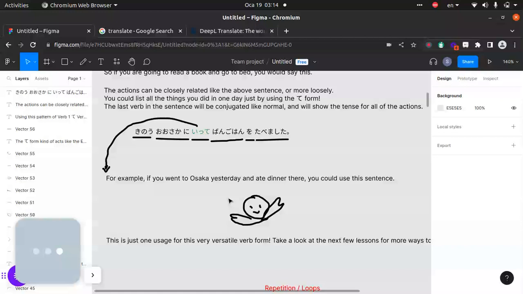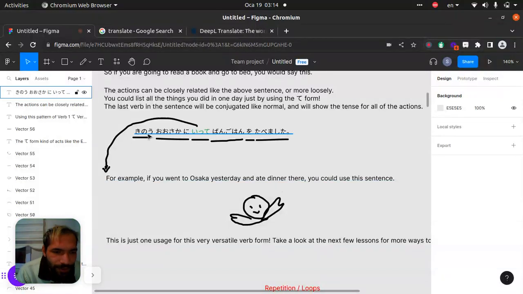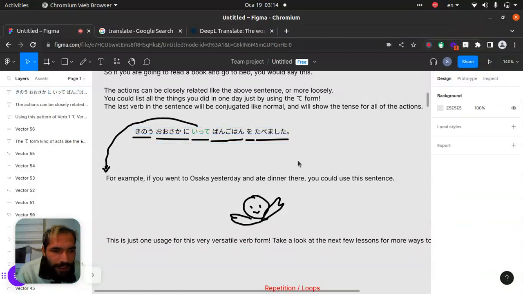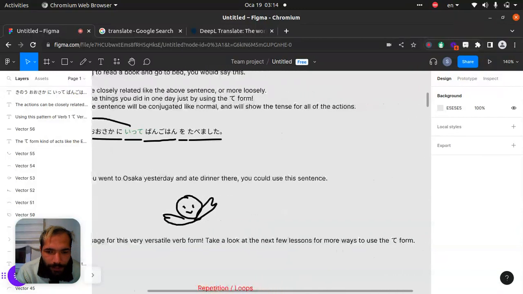For example, if you went to Osaka yesterday: kinou, watashi wa Osaka ni itte. Like, yesterday I went to Osaka, and then ate dinner there. You could use this sentence. This is just one usage of this very versatile verb form. Take a look at the next lesson for more ways to use this te form.